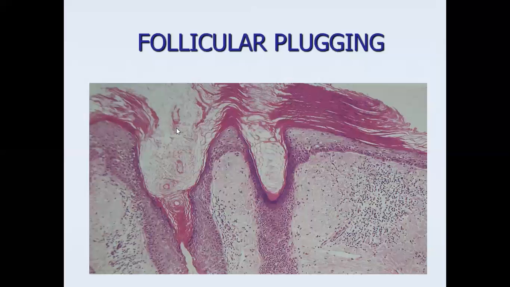Another term which we commonly use in dermatopathology is follicular plugging. Follicular plugging means the presence of keratin plugs within the hair follicles. These are the hair follicles opening into the epidermis, and the keratin plugs are seen in these hair follicles. Follicular plugging is seen in various inflammatory and malignant skin lesions like DLE, like lichen planopilaris, and it is seen in seborrheic keratosis, actinic keratosis, etc.